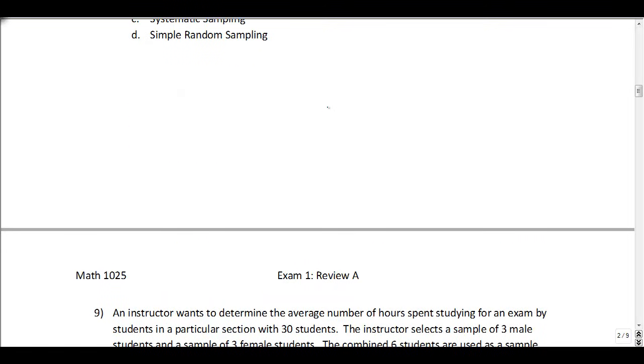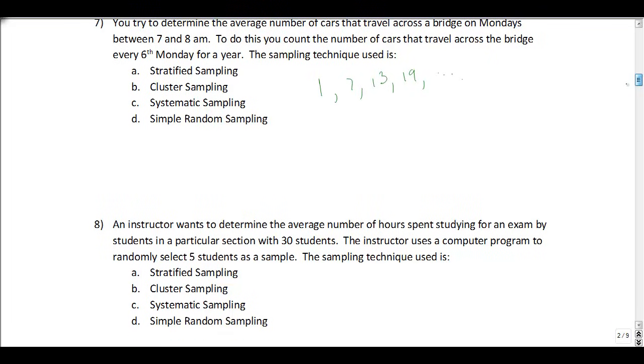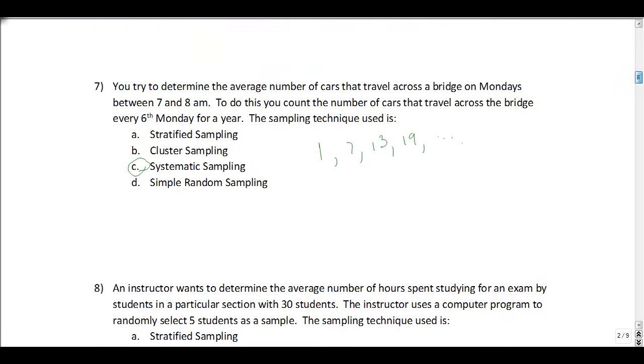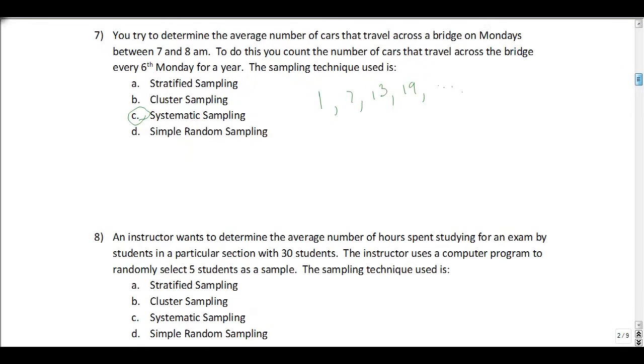Here, we're jumping by 6 each time. So this is really a setup for systematic sampling. What we're doing is taking every 6th or every nth member of a population, and we get our sample that way. There's still a lot to be determined here, like how you count those number of cars. Maybe you can actually count them all. Who knows? It depends on how busy the bridge is.